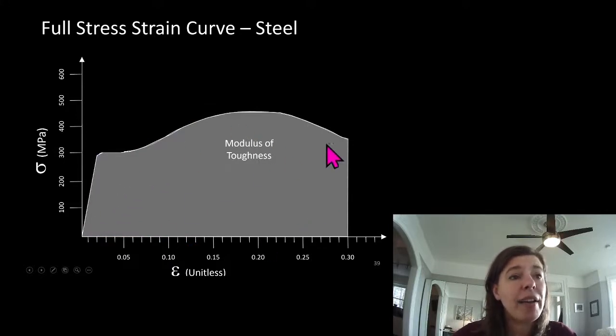The entire area under this curve, all the way at failure, is modulus of toughness. This is the definition of how tough it is, or the final amount of all energy it took to make this thing fail.